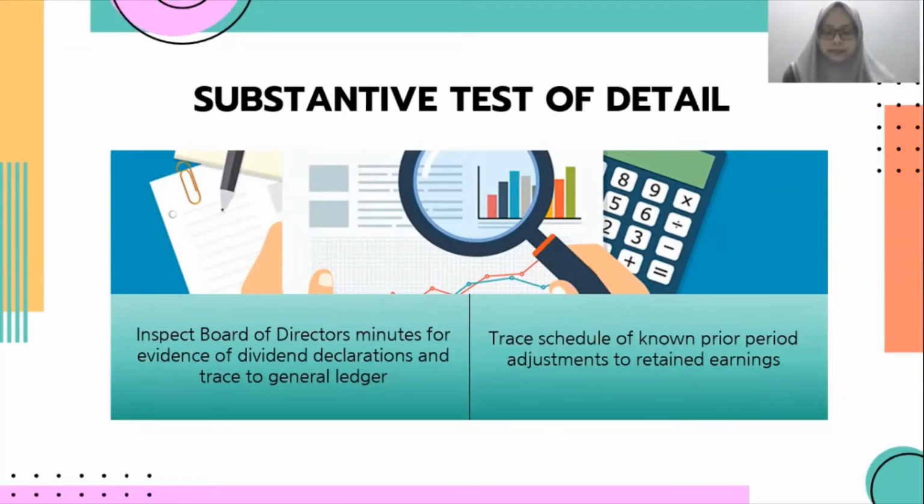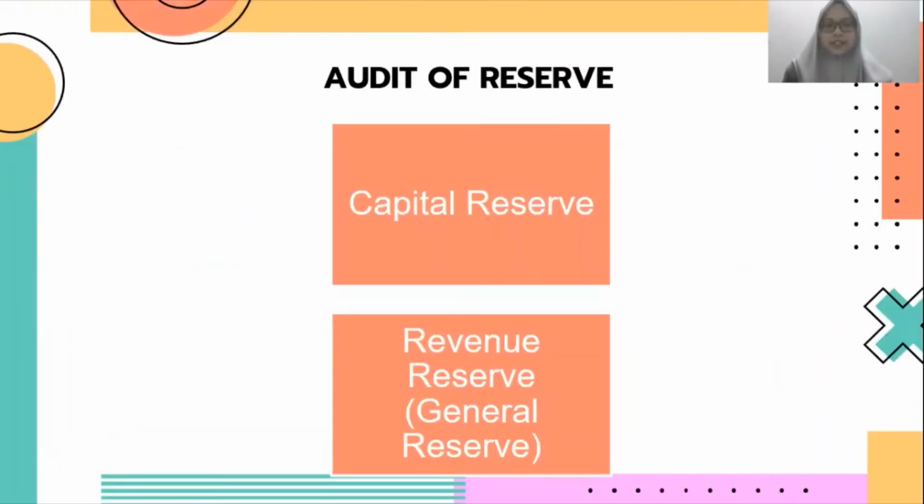Lastly, these are some examples of substantive test procedures that can be used by the auditor to acquire sufficient evidence related to this cycle. First, inspect board of directors minutes for evidence of dividend declaration and trace it to the general ledger. Second, trace the schedule of non-prior period adjustments to retained earnings. For the audit of reserve, I will briefly explain capital reserve and revenue reserve.